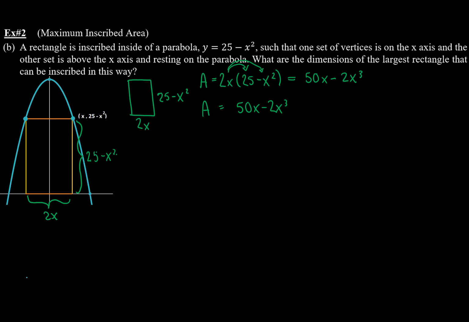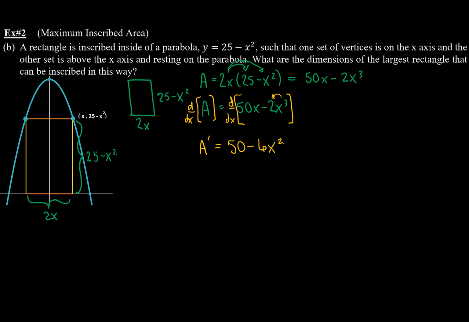Alrighty. Speaking of which, let's do it. So it's in terms of x, so I'm going to take the derivative of both sides with respect to x. Over here on the left side, I'm just going to get A prime. I can write it as dA/dx if I want to. Over here, I'm going to take the derivative of each piece. The derivative of 50x with respect to x is going to be 50. The derivative of negative 2x cubed is going to be, if I drop the 3 down, negative 6x squared.